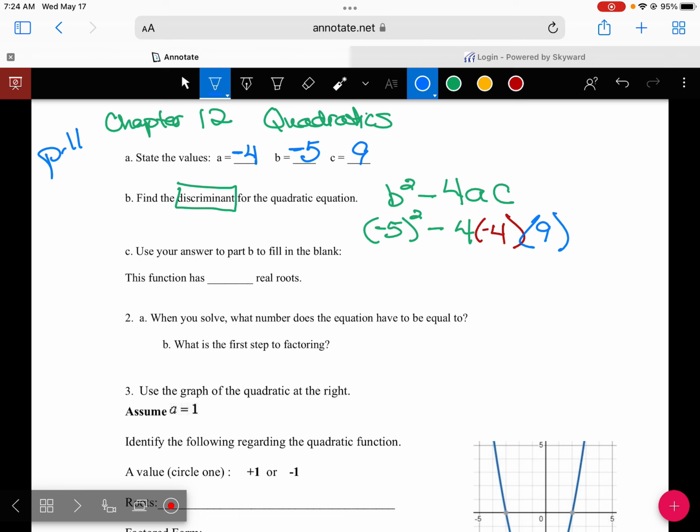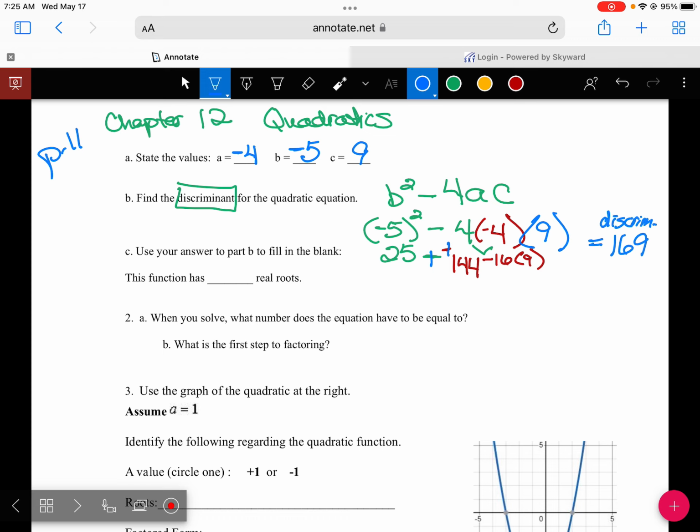All right, so negative 5 squared is 25 minus 4 times negative 4 is a negative 16. And negative 16 times 9 is negative 144. Negative 16 times 9 is negative 144. So I have 25 minus a negative. We can't have a double negative when it comes to math, so I changed this to adding the opposite. 25 plus 144 is equal to 169. That is your discriminant. Okay?